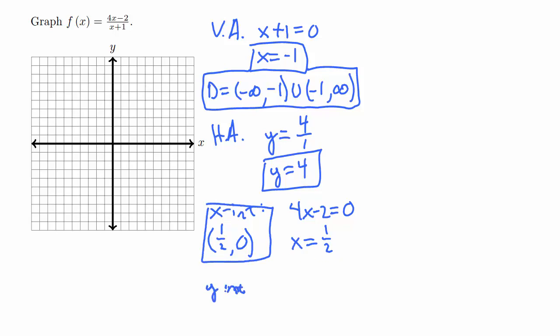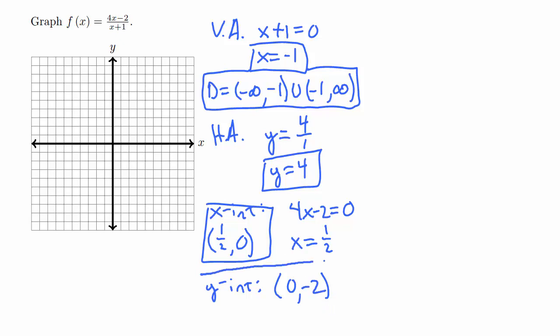Now for the y-intercept. For the y-intercept, it's 0, comma, a number. And that number is simplified here. Plug in 0, we get negative 2 divided by 1, and that gives us negative 2.